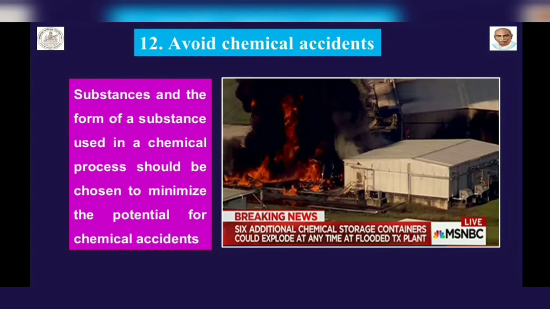Okay. The 12th principle is avoid chemical accidents. Substances and the form of a substance used in the chemical process should be chosen to minimize the potential for chemical accidents like explosions, fires, and harmful vapors. There are some principles that have to be adopted for industrial safety. They are minimal use of personal protective equipment, implementation of administrative and work practice control, adopting engineering control, and employing substitution procedure.